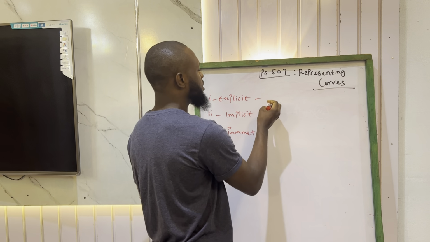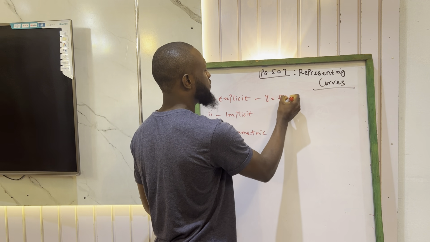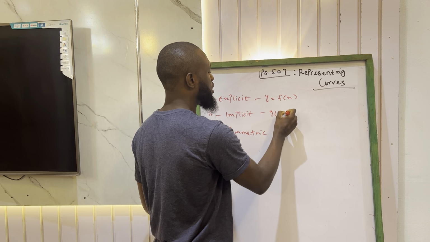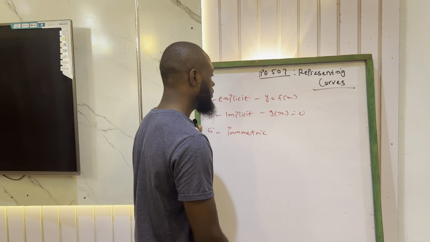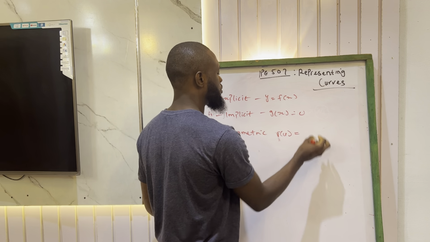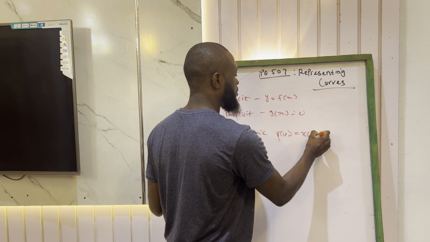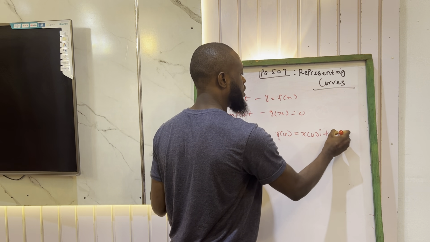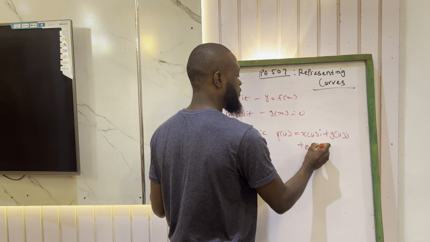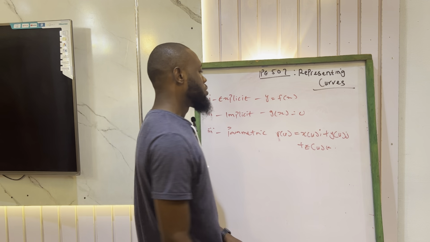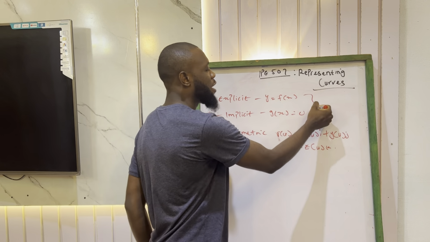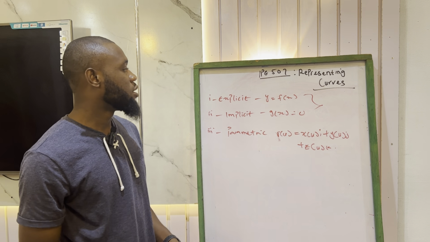This is a case of, let's say, y equals f of x. This is a case of, say, g of x equals 0. And this is a case where you say r of u equals x of u i plus y of u j plus z of u k. So these are the three forms. Majorly we'll be focused on the third form because the first two have certain limits and restrictions.